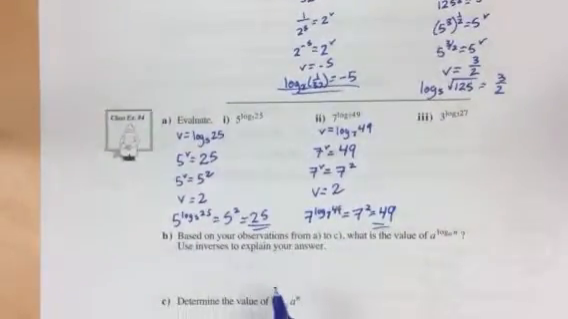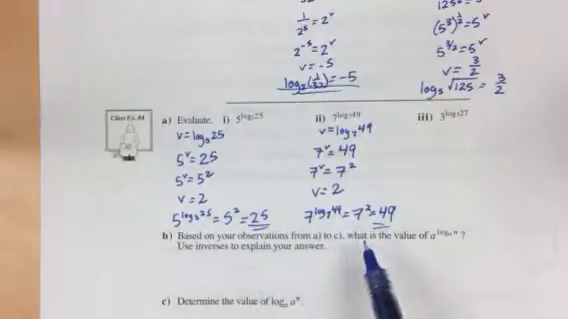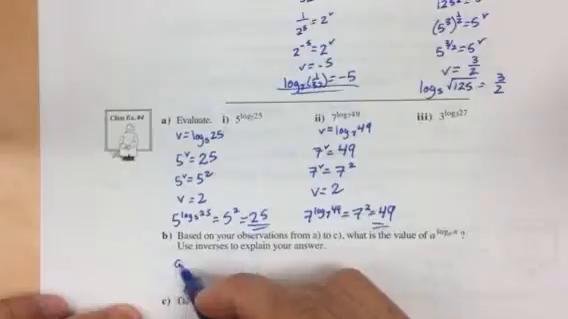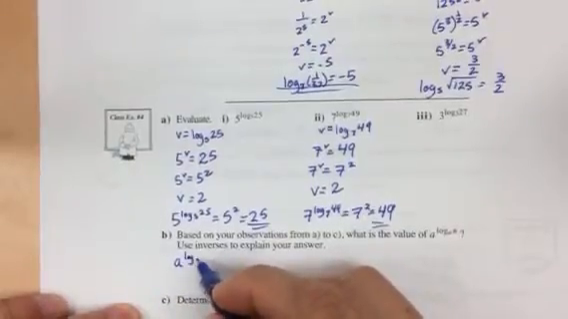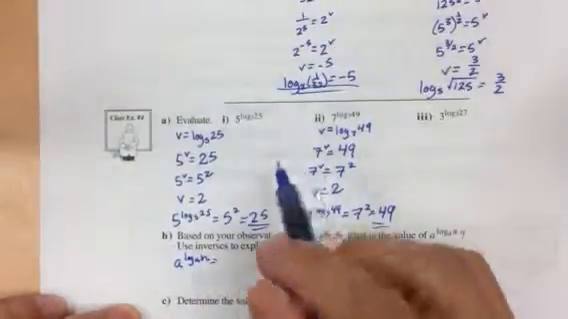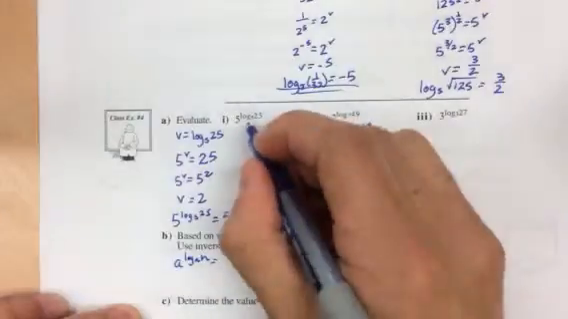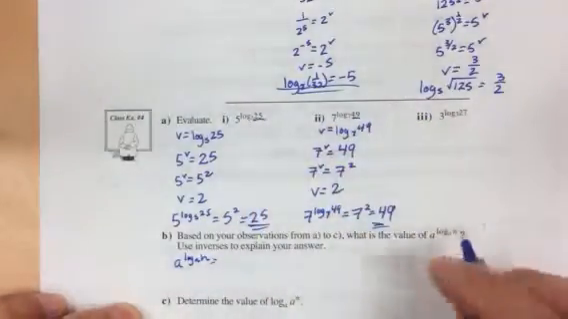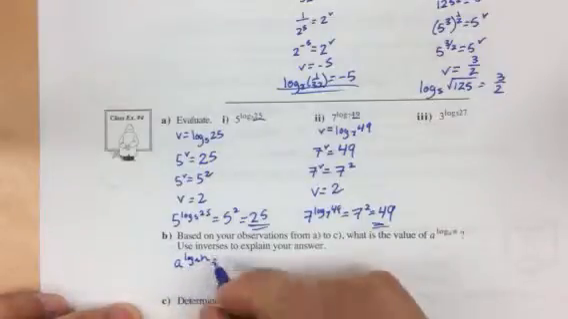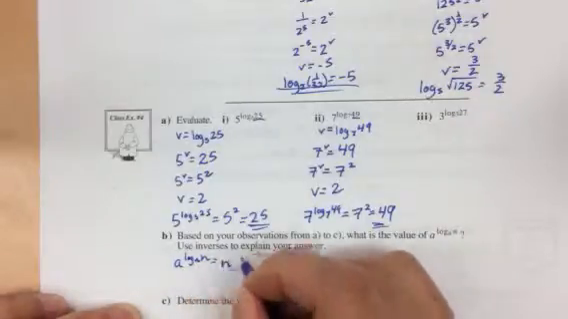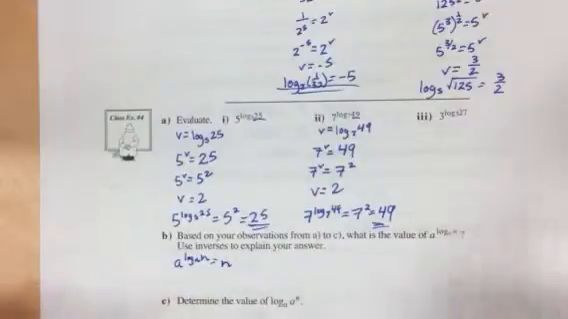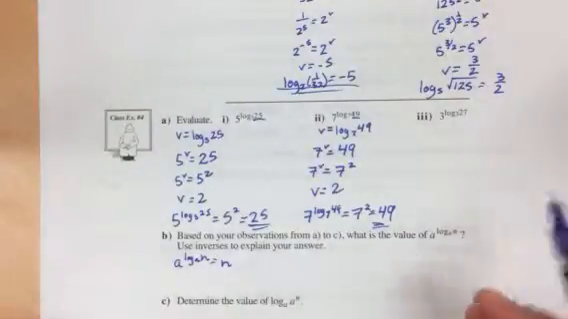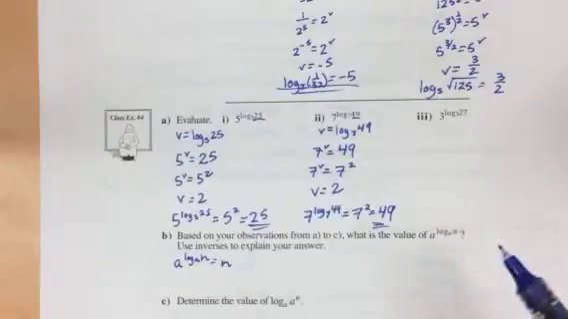So based on your observations from A and B, what is the value of a to the log a of n? Well, a to the power of log a of n, if we look at what happened here, that was 25 and that was 25. This was 49, this was 49. So a to the power of log a of n is actually just equal to n. So raising a base to a power and taking the logarithm to the same base are inverse operations, so they kind of undo each other.